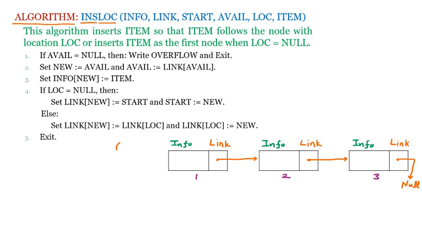So there we have AVAIL. AVAIL is the pointer which is pointing to the first free space. So this one is the available list. Now we are not performing the operation on it; we want to perform the operation on our list. So I am also taking one more list, which is our list where we will insert the element.